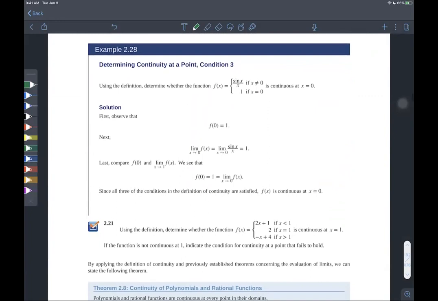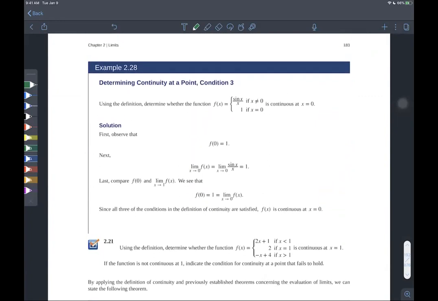What about this one here? Example 2.28, determining continuity at a point. And this is condition 3. Using the definition, determine whether the function f of x equals sine x over x if x is not equal to 0, and 1 if x is equal to 0, is continuous at x equals 0. So we want to determine whether or not this function is continuous at x equals 0.